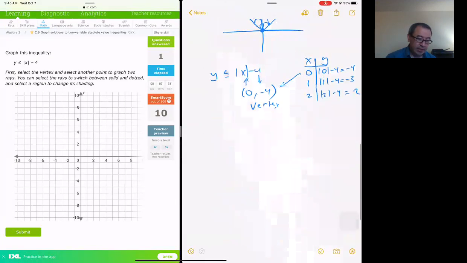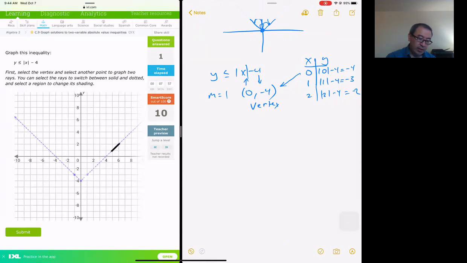So since we know the vertex is 0, -4, I'm going to count 0, 1, 2, 3, 4. I'll put a dot there. The slope is an invisible 1 in front. That's how fast the graph is changing, one step at a time. So up 1 over 1. That gives me the V I wanted.